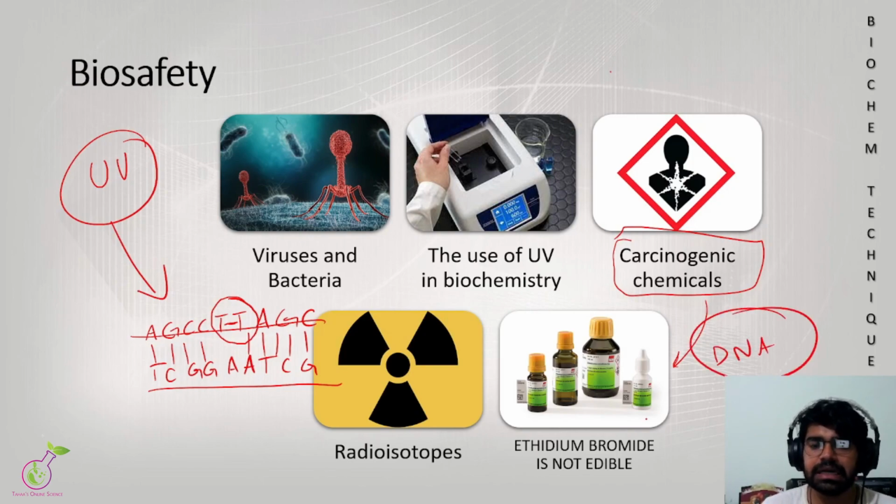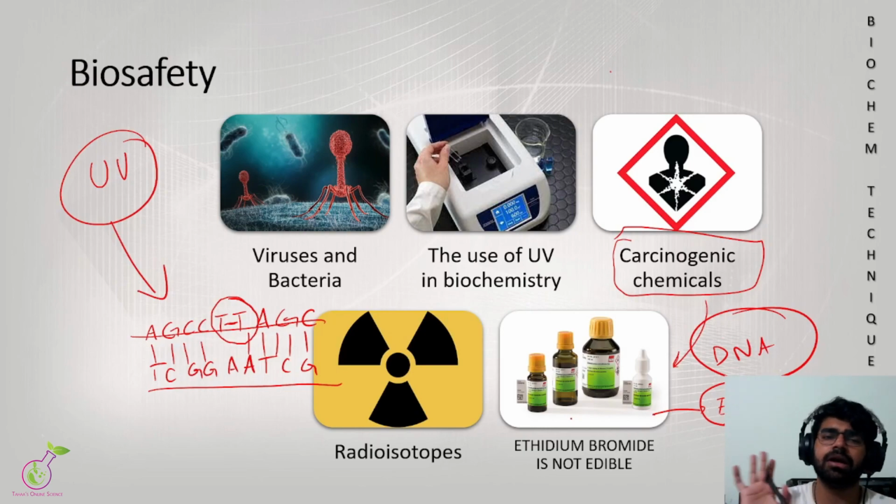What does ethidium bromide do? We will study that in our electrophoresis lecture. But it is used to visualize the DNA. It is very harmful for the body, and we have to be very careful while dealing with it. You will see ethidium bromide lying everywhere in the biochemistry labs when you go to work in the lab. So we have to use it with great care.